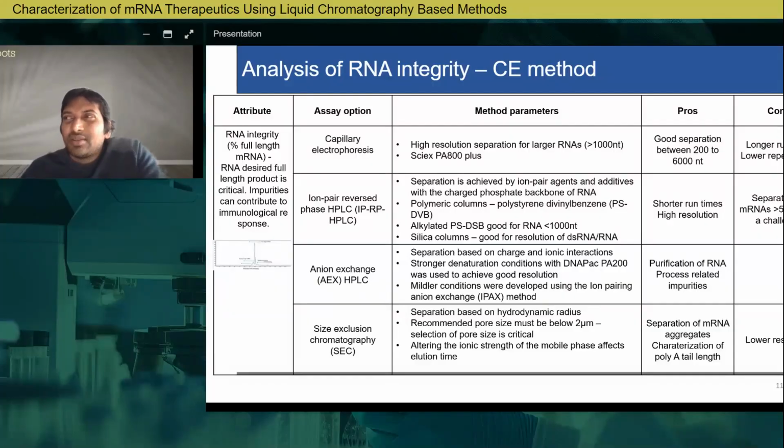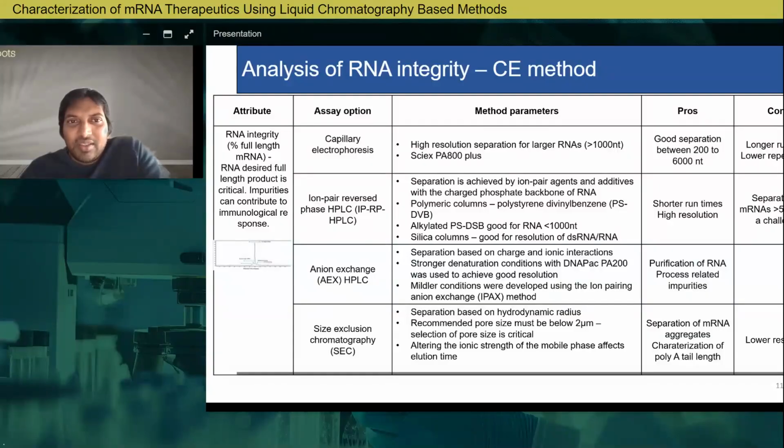It's also applied across characterization of poly A tail length. Normally the poly A tail length is between 150 to 250 nucleotides. If you want to understand how long it is, the biggest challenge is that your resolution on an SEC for RNA is very low. So we don't recommend going with a lower resolution one.